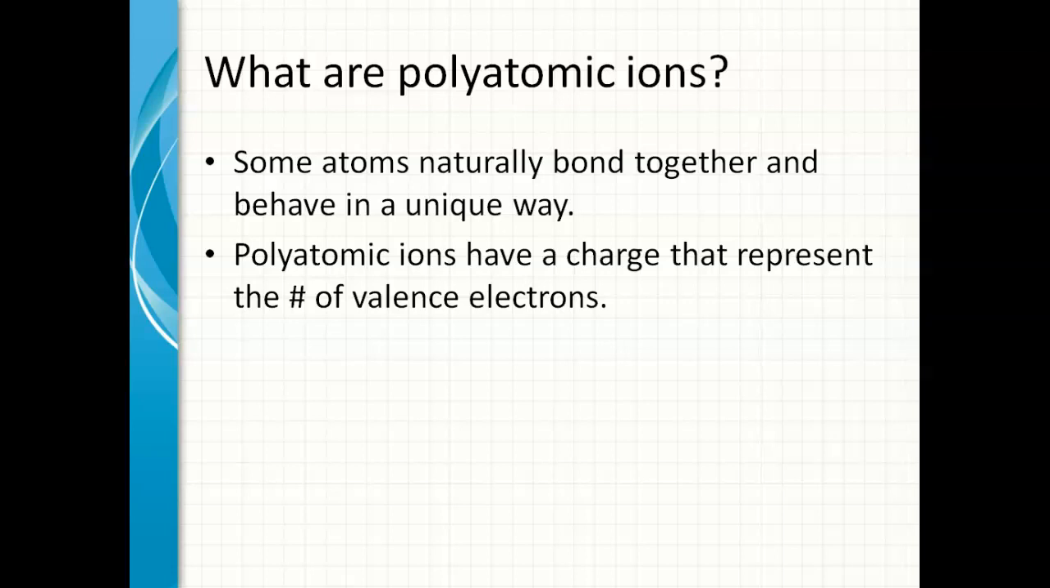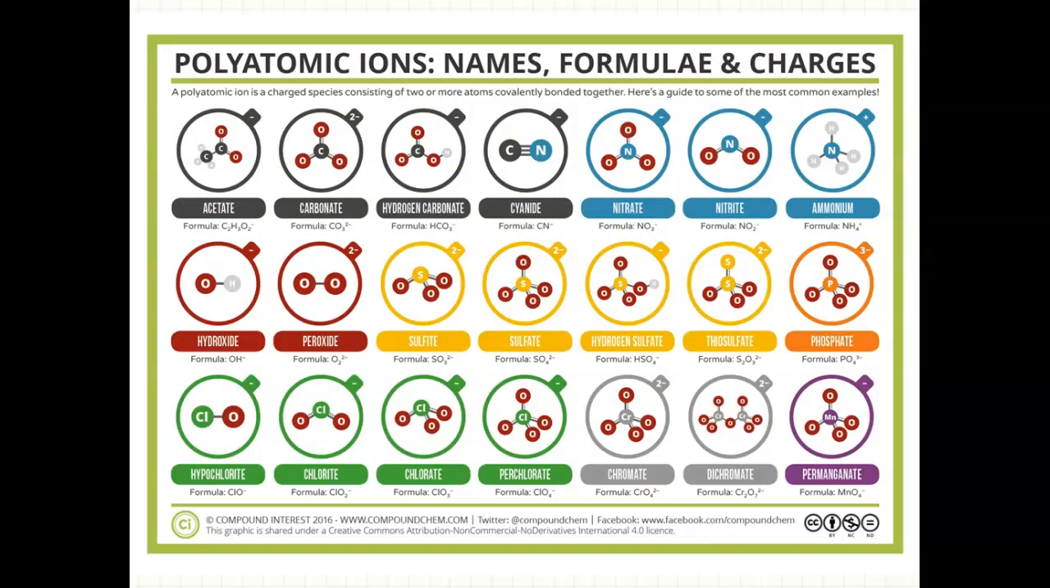And the way that I often explain it is that it's sort of like that clique of friends that when they come together, they're inseparable and they have this unique sort of characteristics. And these atoms that typically come together tend to have a charge that represents more or less the number of valence electrons you would see. So let's take a look at what some of these polyatomic ions actually are.